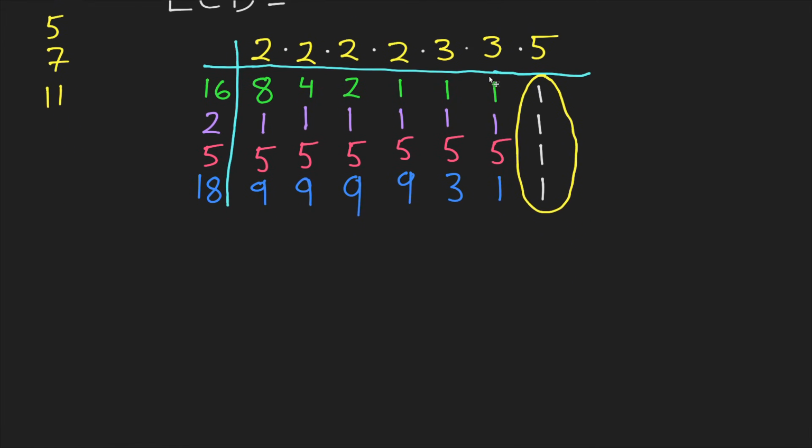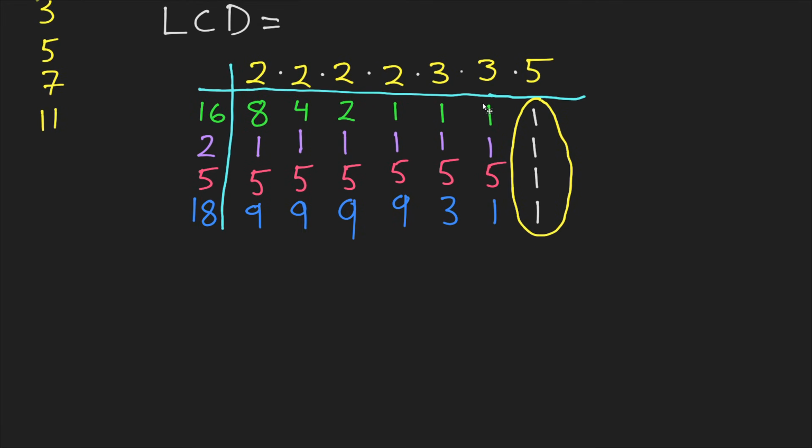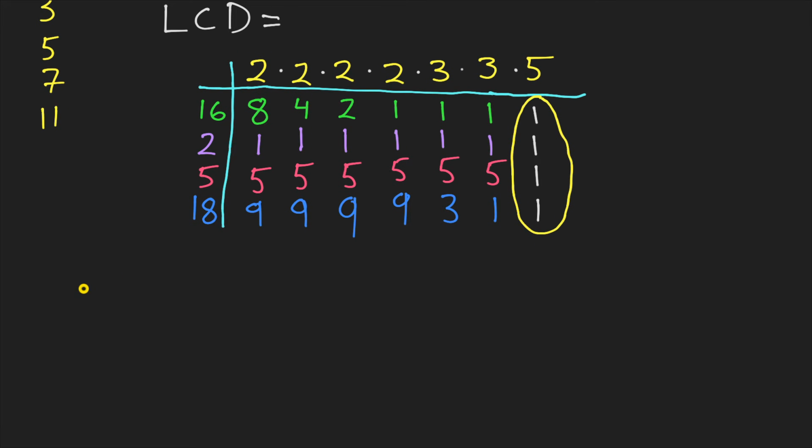So what is this number? Well, what is this number? Let's go ahead and copy it down. Our least or lowest common denominator is equal to 2 times 2 times 2 times 2 times 3 times 3 times 5. So what is this equal to?